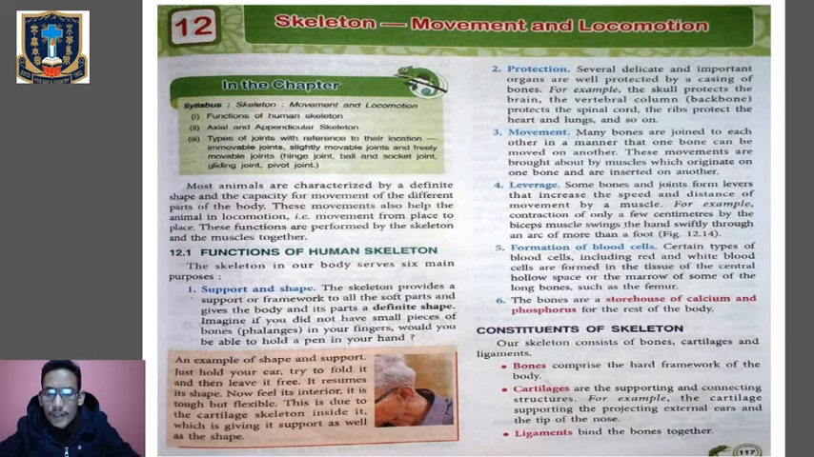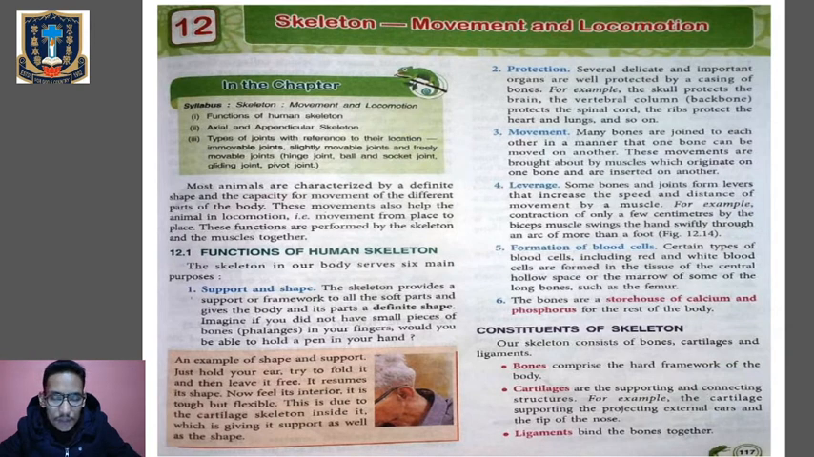Number 3, movement. Many bones are joined to each other in a manner that one bone can be moved on the other, and this movement of the bones is mainly done with the help of the muscles also. Clear? Next one is leverage: the certain bones and joints form levers, which increase the speed and the distance of the movement via muscles.